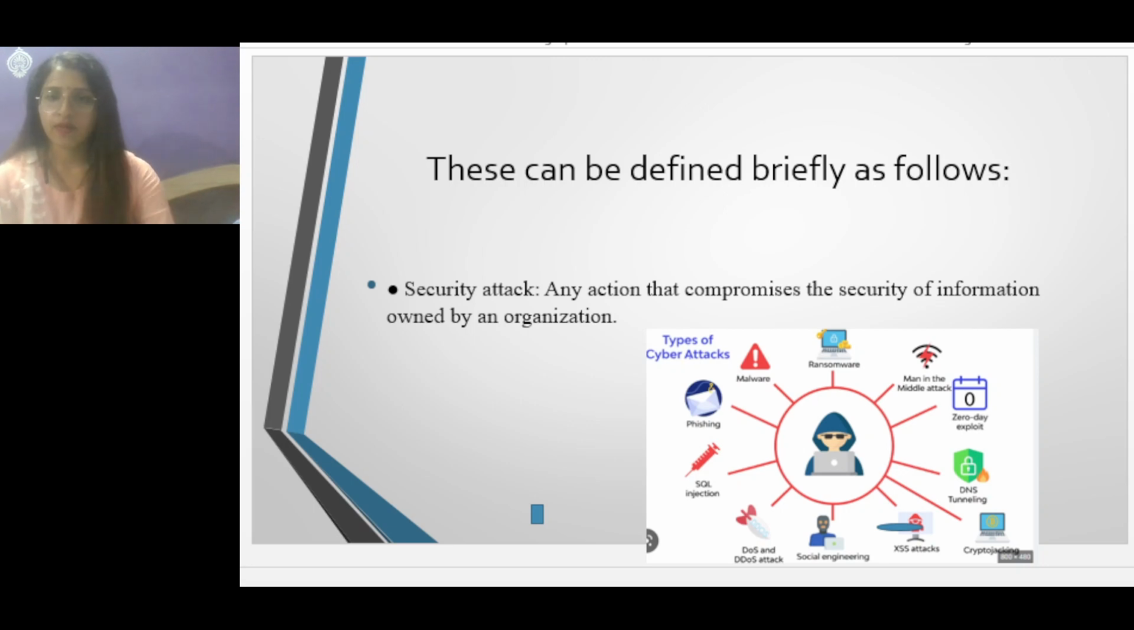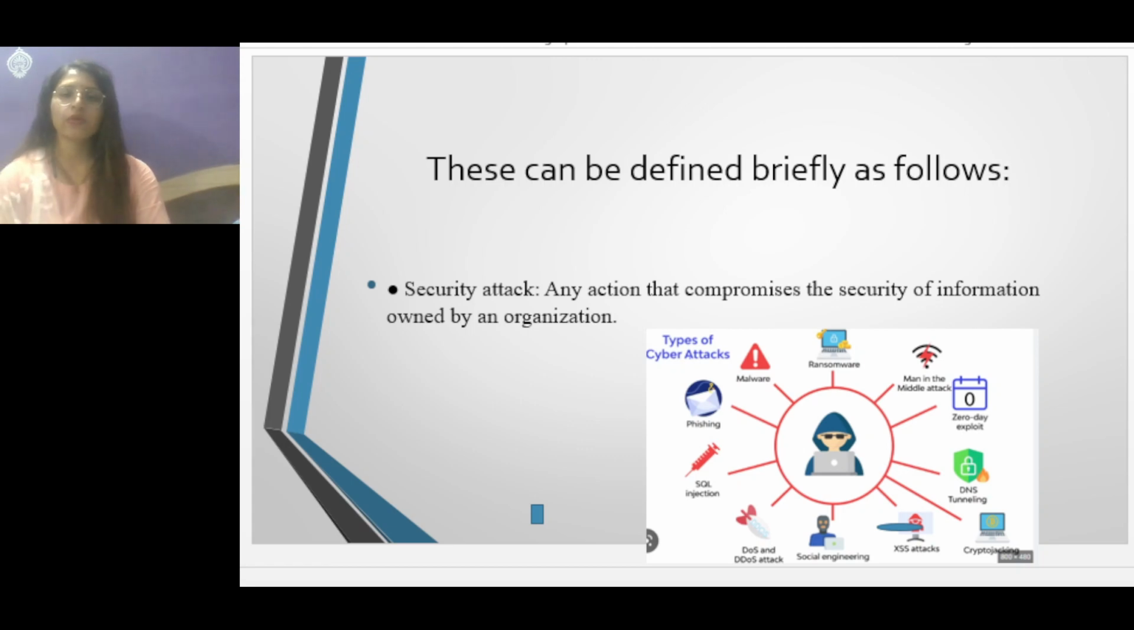Like there can be some denial of service attack. They will inject malware, all kinds of phishing. All these are the actions which are going to compromise the security of the information system. That is the security attack. Any action which is going to compromise the security of the system or the organization is a security attack.